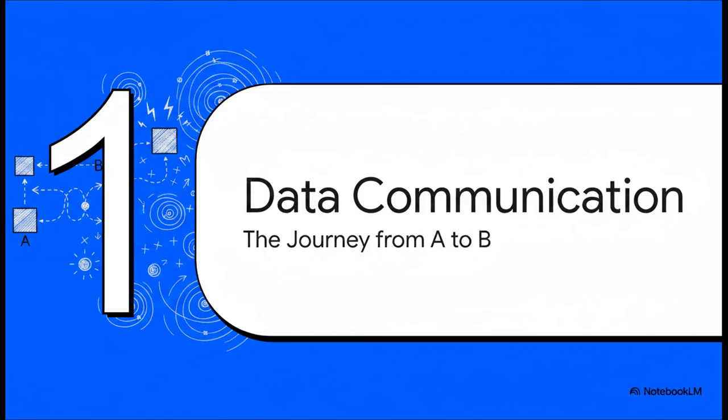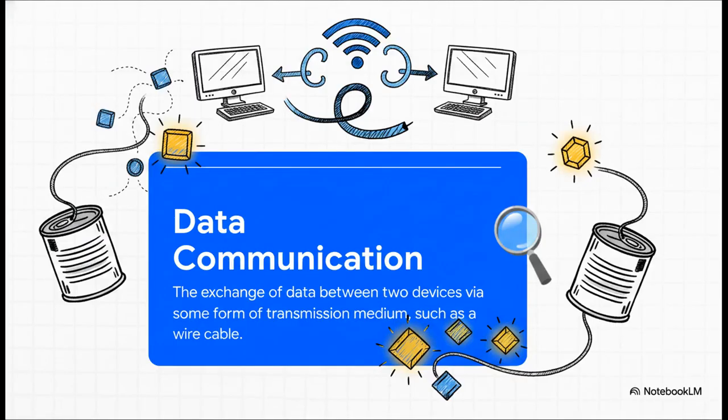So, to get our heads around this giant global thing we call the internet, we've got to start small, like really small. We need to look at the simple journey of data from point A to point B. Let's break down the absolute fundamentals of how any two devices talk to each other. When you really boil it down, data communication is just this. It's an exchange of information between two devices using some kind of medium to connect them. I mean, you could think of it like the classic two tin cans and a string, just for the digital age. It's that simple at its core.